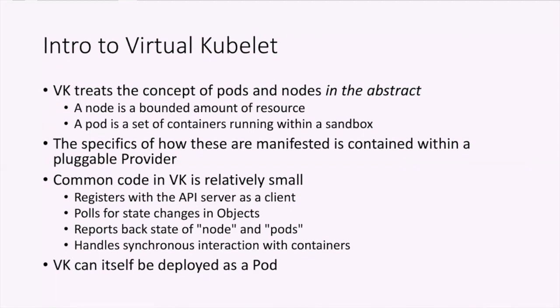And VK itself can actually be deployed as a pod. So you can use some Helm charts and deploy it. It's just a deployment. So technically, you could have it running in a node in your cluster, and then that Virtual Kubelet will work with whatever APIs you've called out to create pods that are not in your cluster.